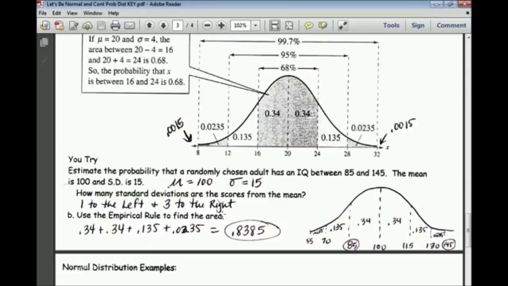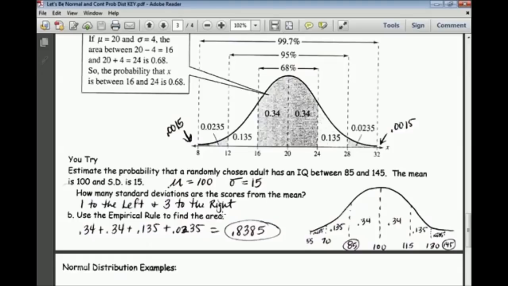All right, so estimate the probability that a randomly chosen adult has an IQ between 85 and 145 if the mean IQ is 100 and the standard deviation is 15. Now, you definitely could do this without drawing a picture. But I drew the picture.